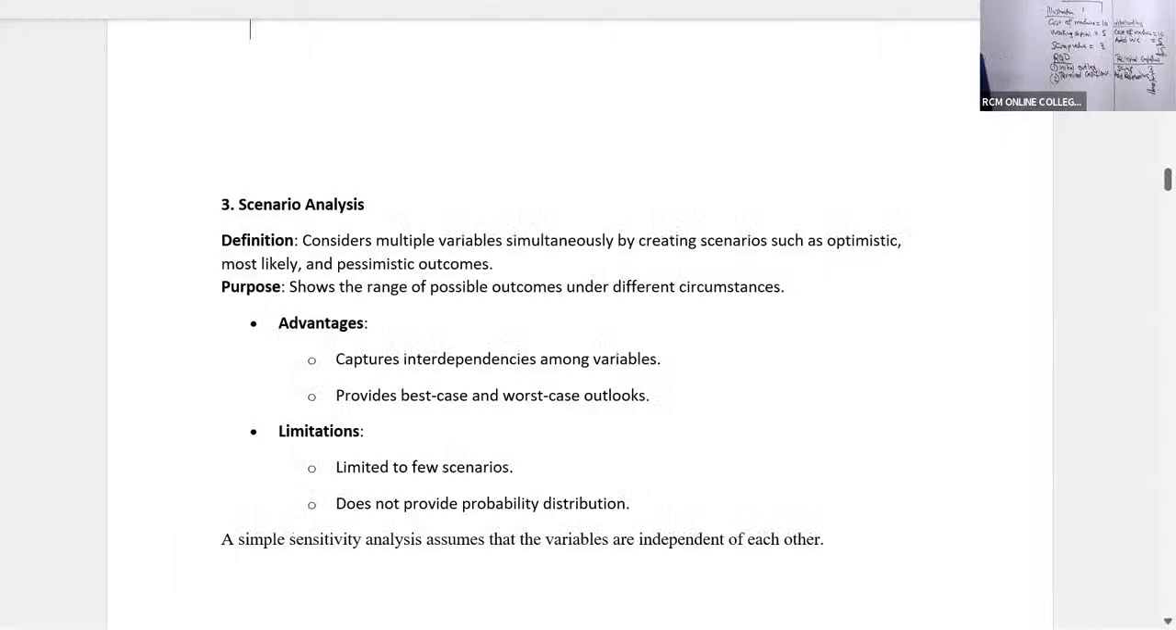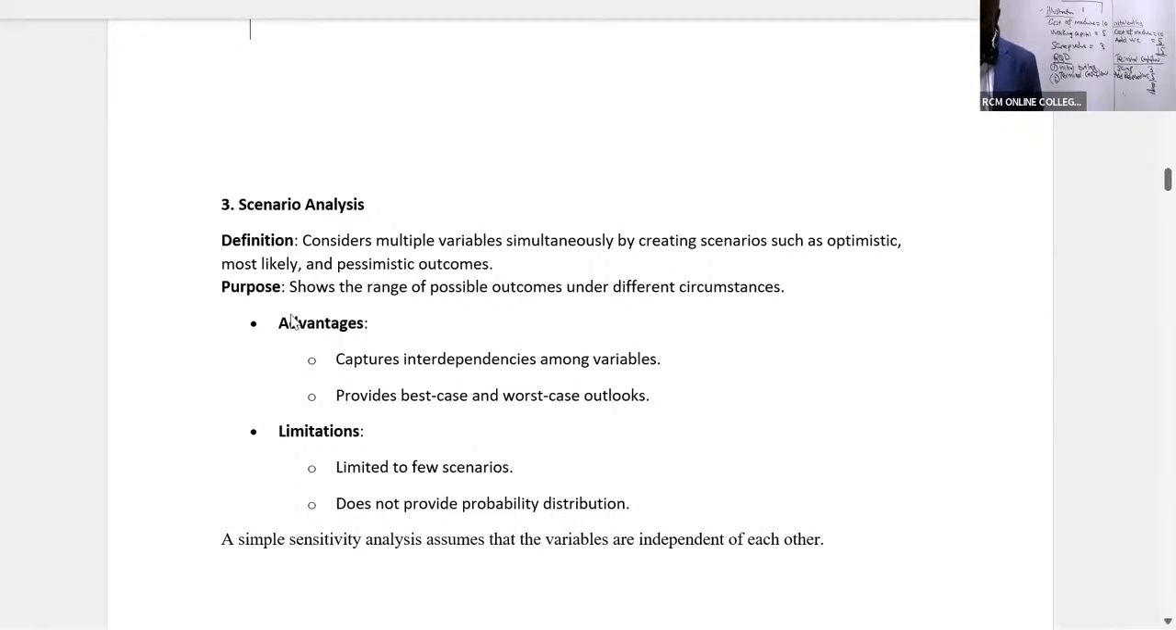Scenario analysis. Definition: this scenario considers multiple variables simultaneously. Remember, sensitivity analysis was looking at the variables one at a time. Scenario analysis looks at those variables changing simultaneously by creating scenarios such as optimistic, most likely, and pessimistic outcomes. The purpose is to show the range of possible outcomes under different circumstances.